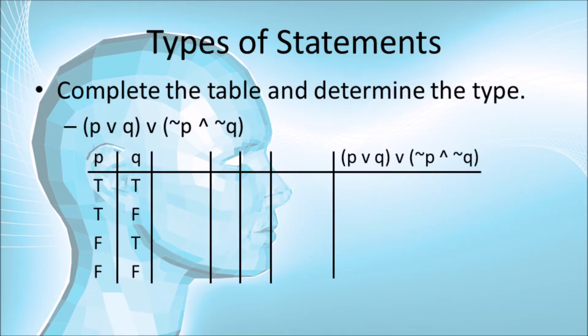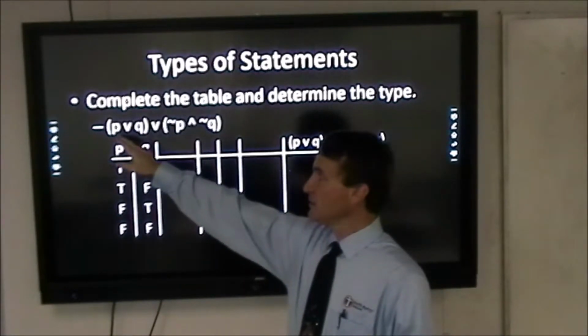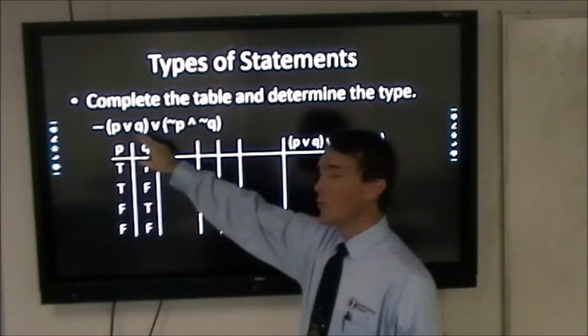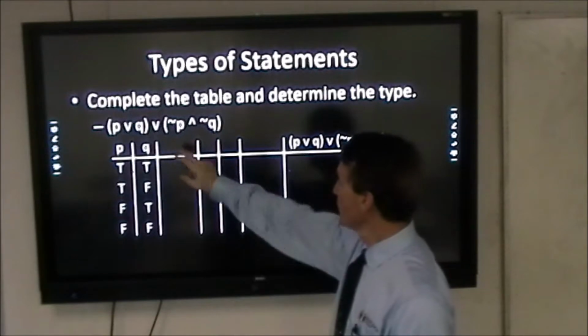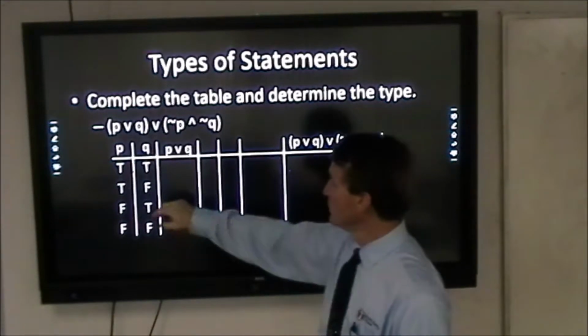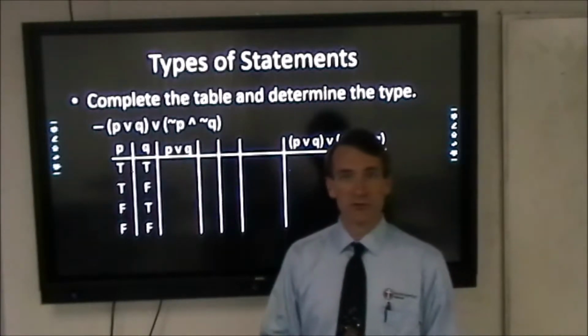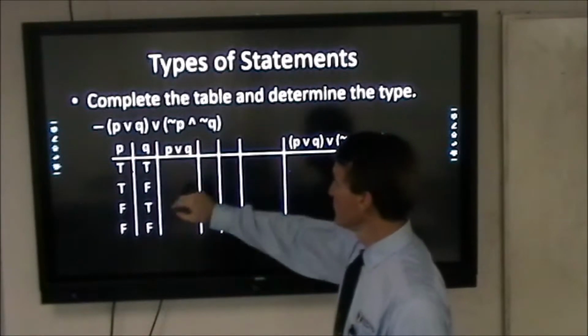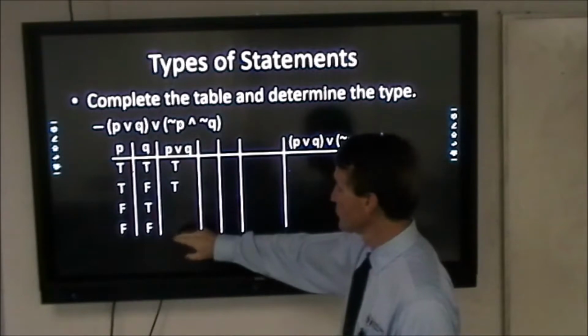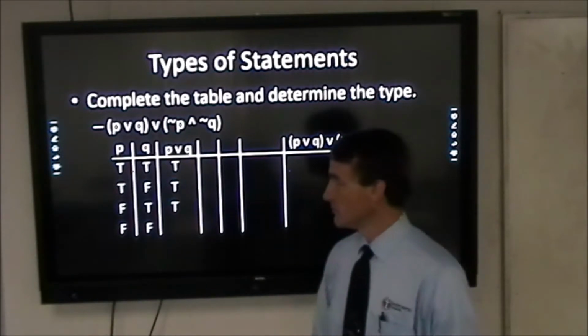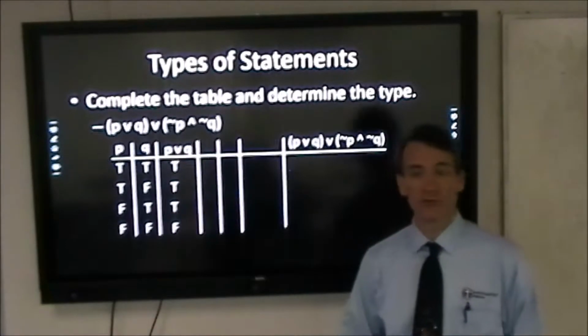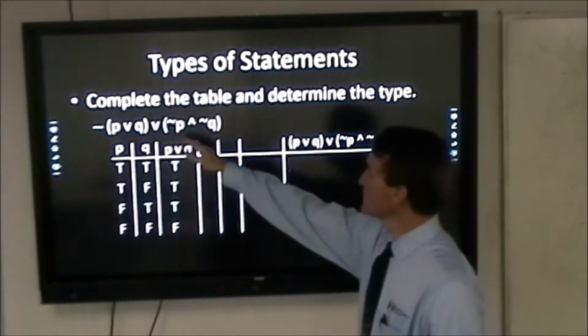So let's take a look at this particular table and see if it is one of those two types. So first thing I need to do is create a column for P or Q. So right here I'll start out with P or Q. Either one being true is going to give me a true outcome to that particular column. So this will be true, this will be true, this will be true, and that final line there is going to be false.